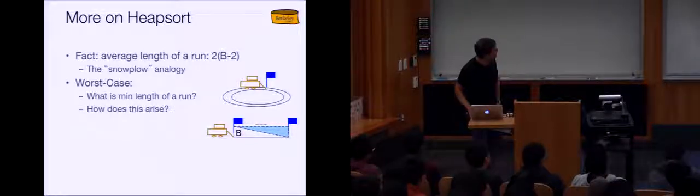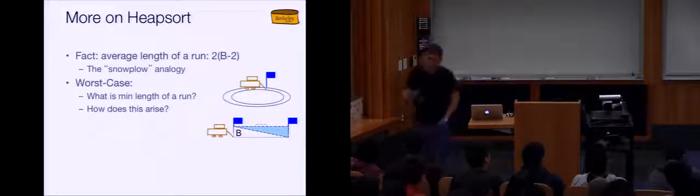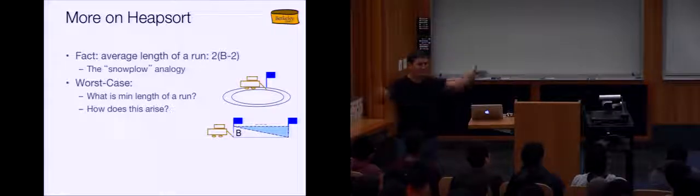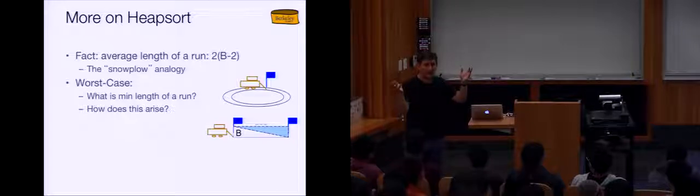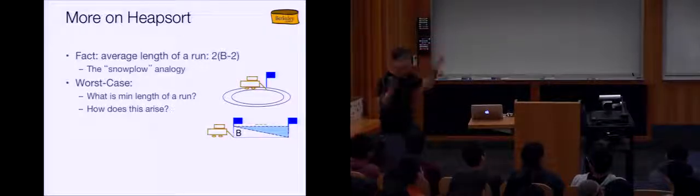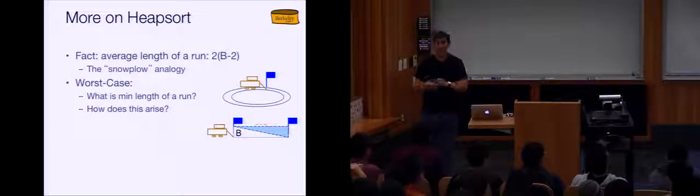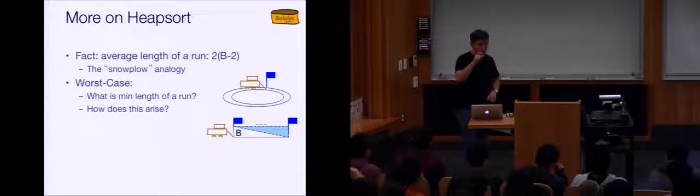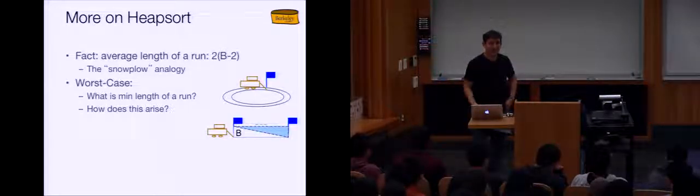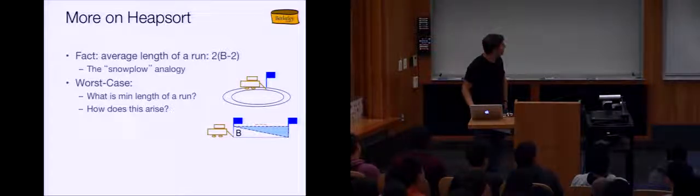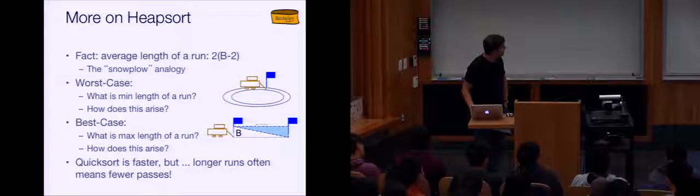So the fact is the average length of a run, which I didn't tell you, is 2b, or 2b minus 2. So if you're randomly arriving data values, the permutation is random of the data, then your runs will be twice as long as they are with quicksort, which means you'll have half as many runs, which means maybe, if you're lucky and the logs work out, you'll do one less pass with heap sort on average than you do with quicksort. All right. We talked about best case and worst case.